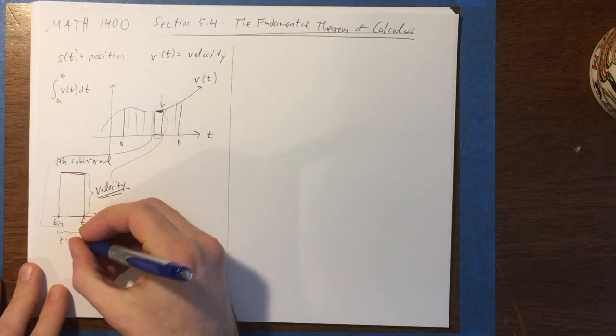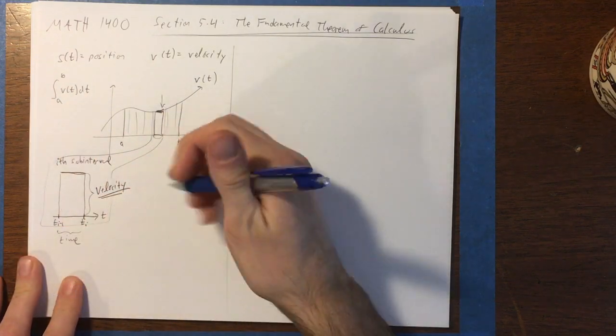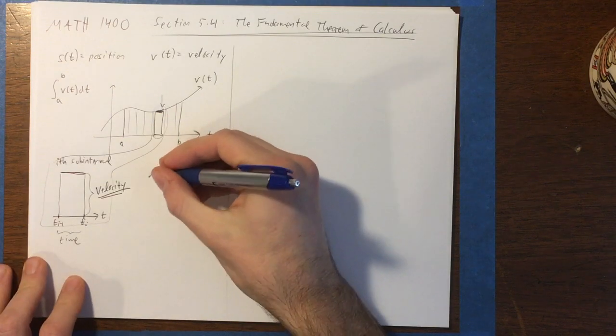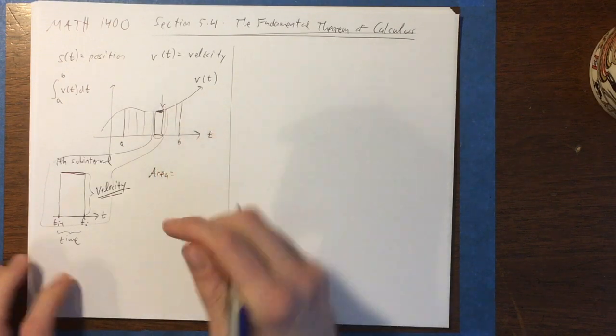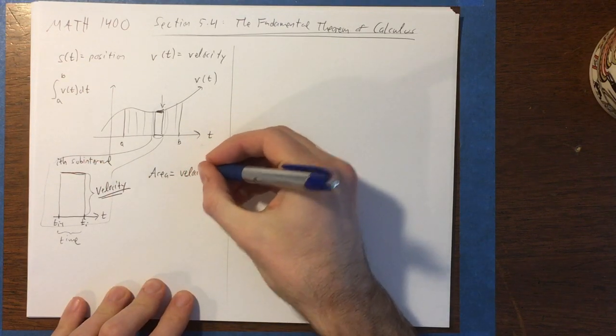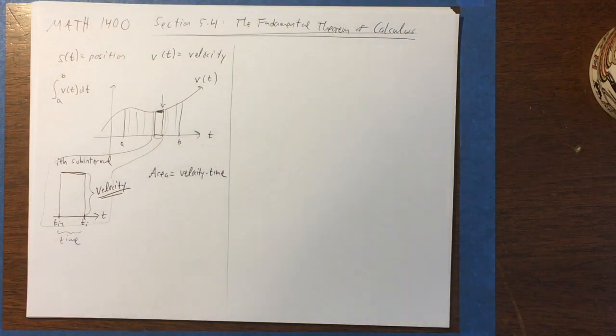So here's our time. What we're doing, when we take a definite integral, is adding up all these areas. And for one of these little sub-rectangles, the area is equal to width times height. So that would be velocity times time. Now, let's just think for a second. Let's go back to what we know about constant velocity.